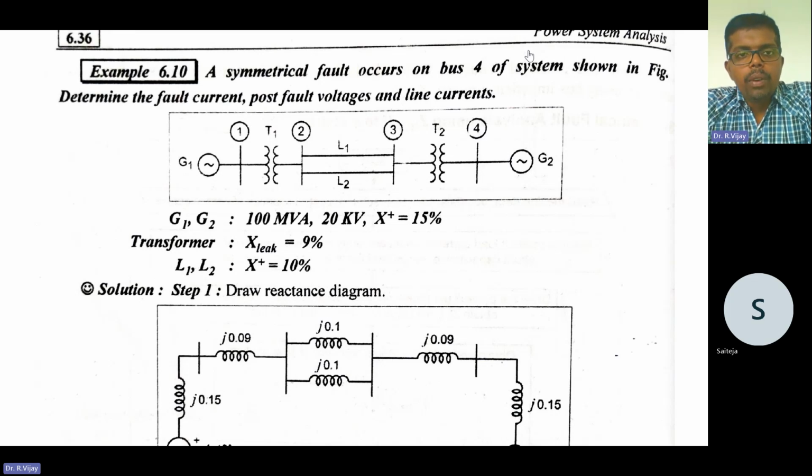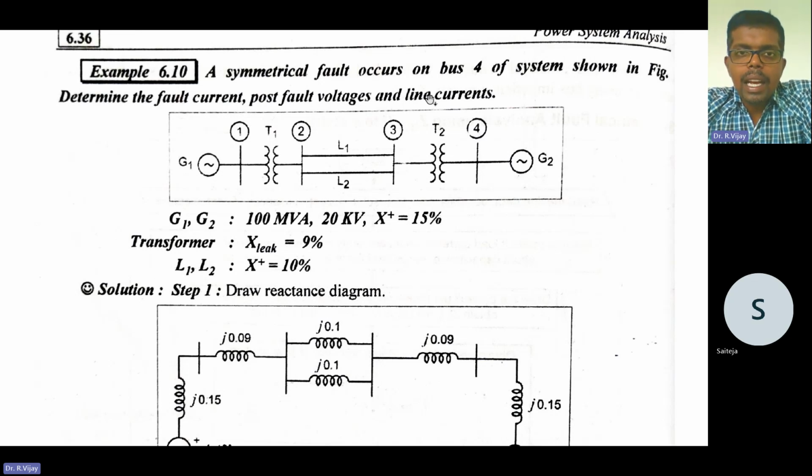Today, we are going to see about the problem on a symmetrical fault. Take down this problem. A symmetrical fault occurs on a four bus system shown in the figure. Determine the fault current and the post fault voltage and the line current.